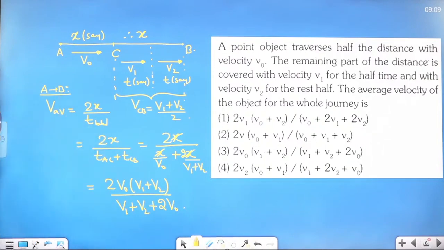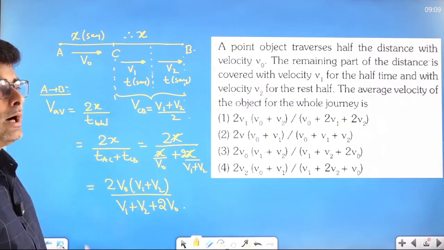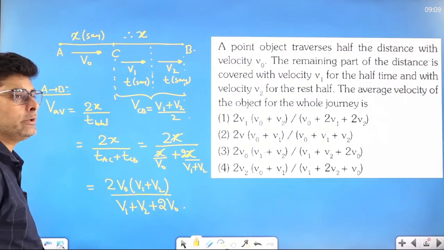Please send your reply, yes, answer 3 is the correct one if you understood this. Okay, so that we can proceed to the next question.